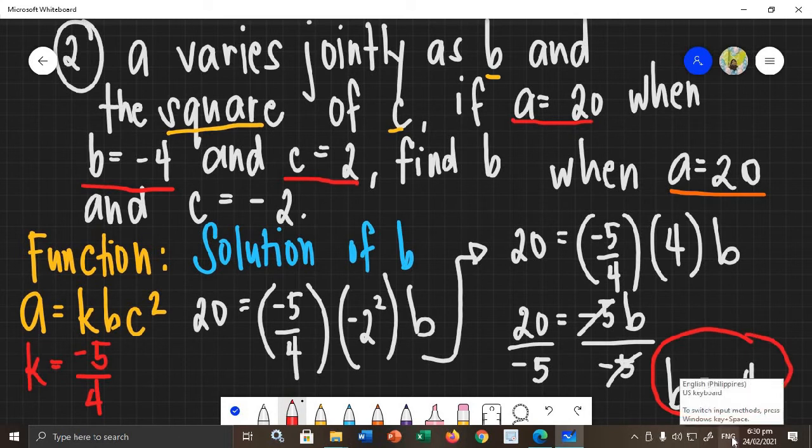Okay, so in this problem, the value of the constant is negative 5 over 4, and the value of the unknown, which is b, okay, is negative 4.